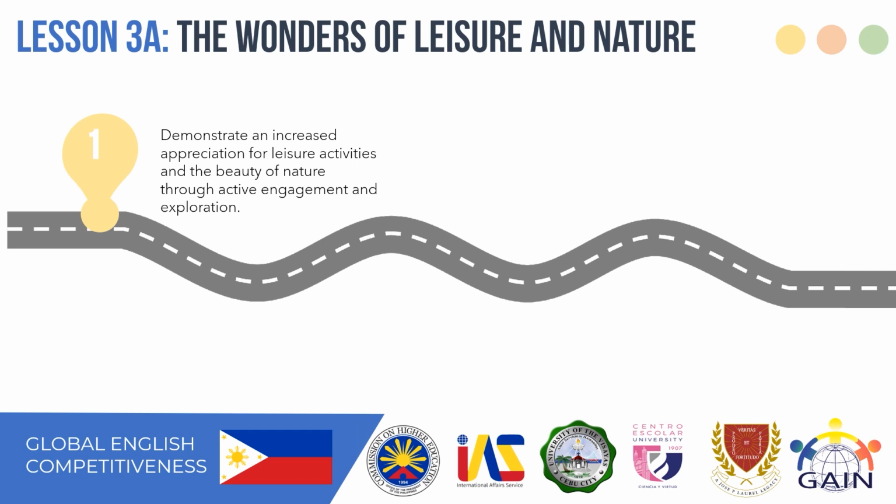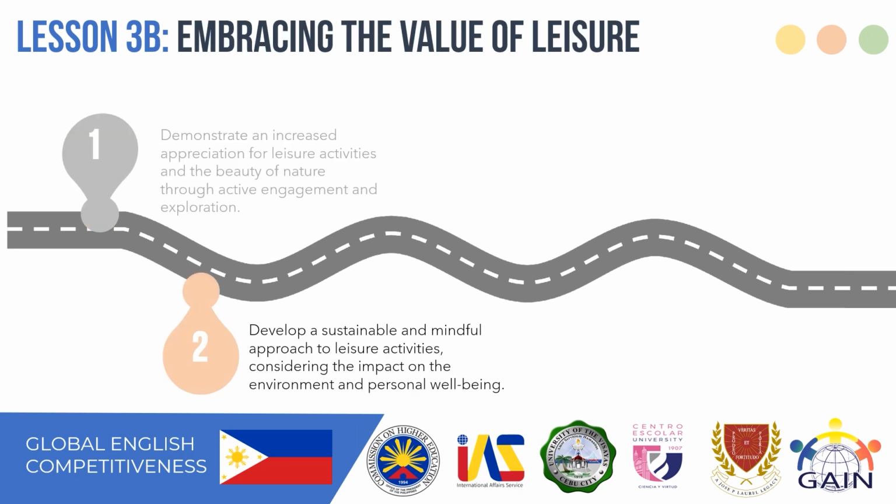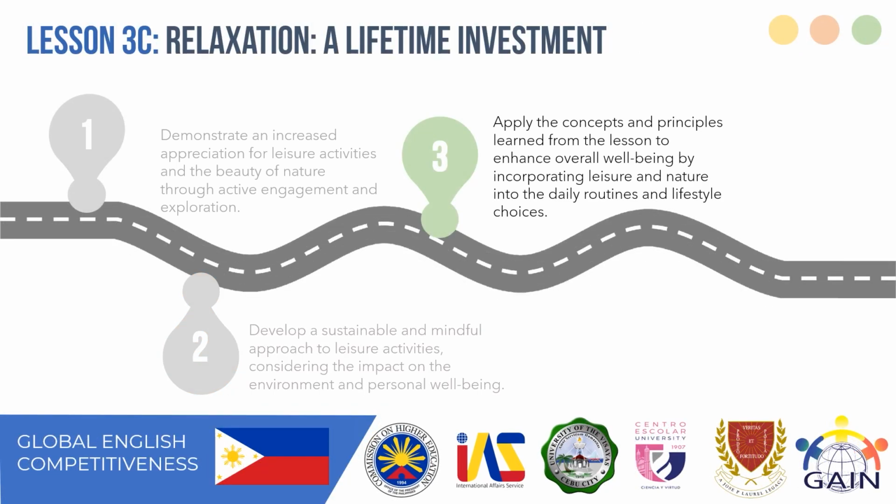As you can remember, we have already covered our first 2 can-do objectives. You demonstrated your appreciation for leisure activities and the beauty of nature through active engagement and exploration. And in the previous lesson, you developed a sustainable and mindful approach to leisure activities, considering the impact on the environment and personal well-being. This time, we're going to tackle our third can-do objective, which is to apply the concepts and principles learned from the lesson to enhance overall well-being by incorporating leisure and nature into the daily routines and lifestyle choices.